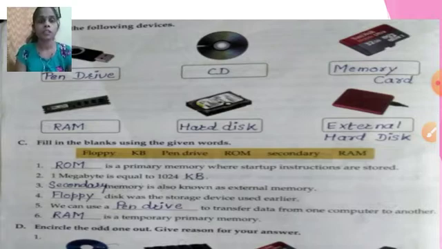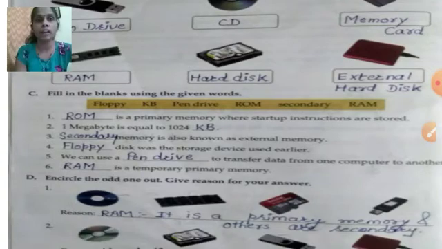Now question C. It is also fill in the blanks. The first answer is ROM is a primary memory where startup instructions are stored. Second, 1 megabyte is equal to 1024 KB. Third, secondary memory is also known as external memory. Fourth, floppy disk was the storage device used earlier. Fifth, we can use a pen drive to transfer data from one computer to another. Sixth, RAM is a temporary primary memory.